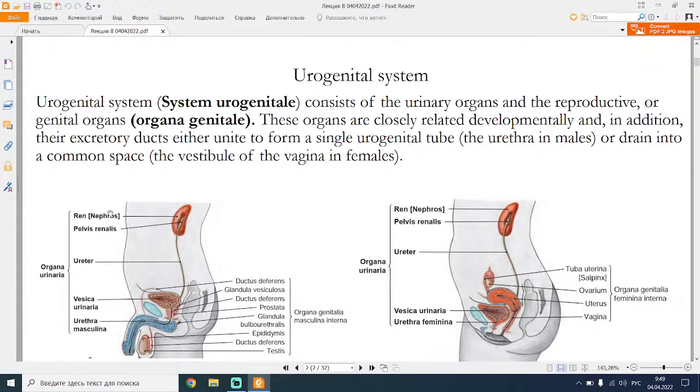What do you see? Urogenital system, organa urinaria, this is a complex of organs, and organa genitalia masculina interna. This is organa urinaria of males. It is organa genitalia feminina interna and organa urinaria of the females.